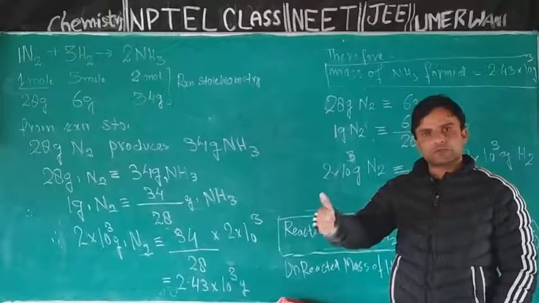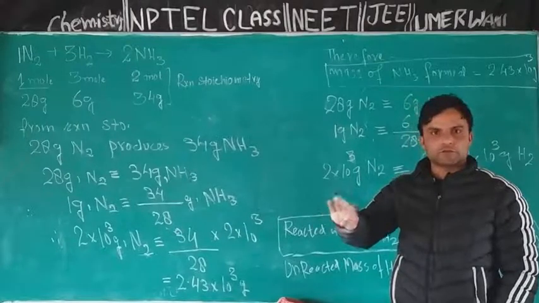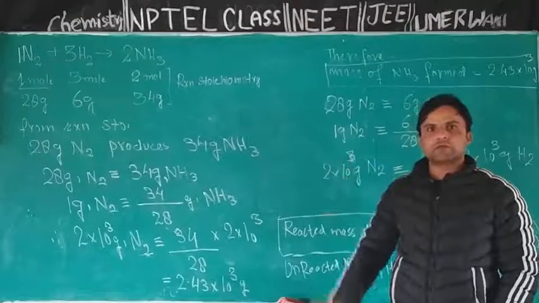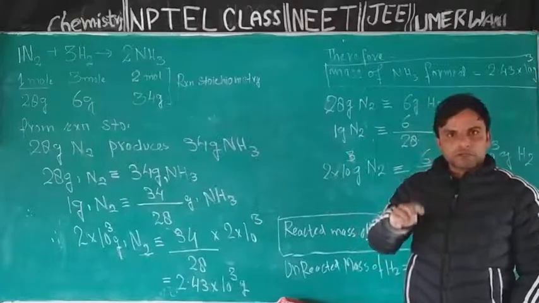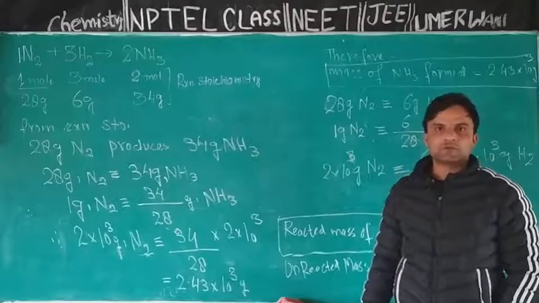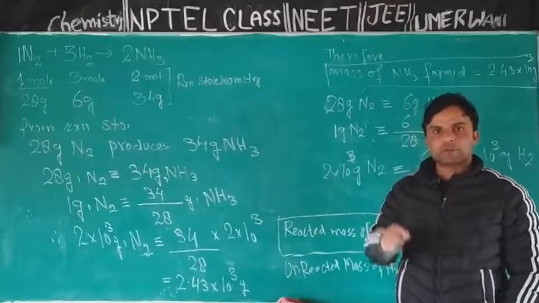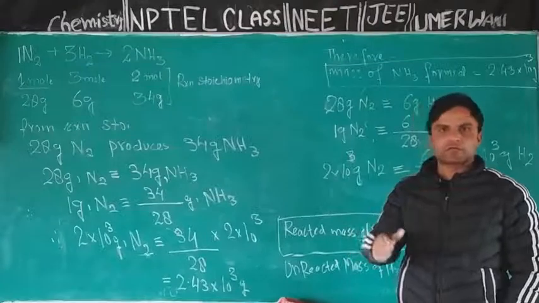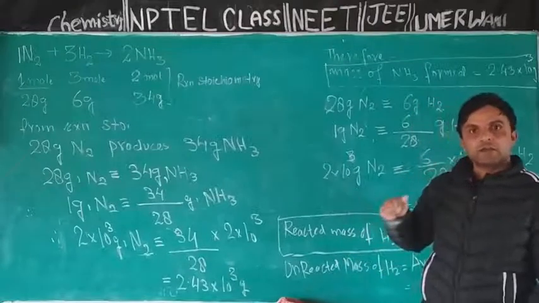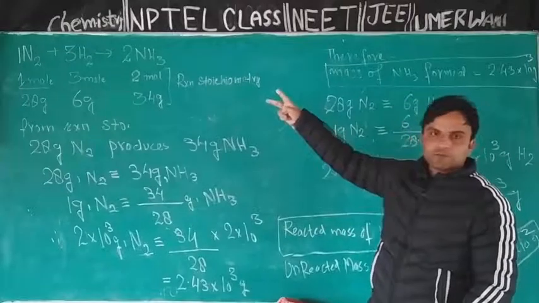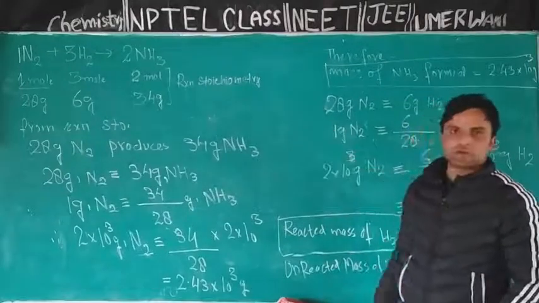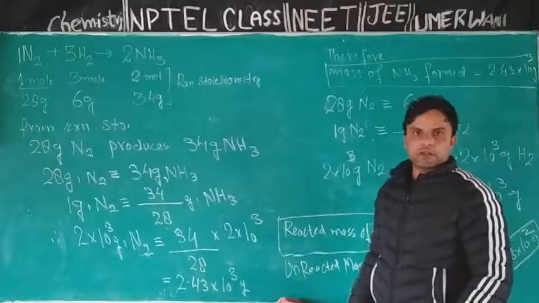Whatever amount of nitrogen we take to start a reaction, it will get completely consumed. So 2 into 10 raised to power 3 grams of nitrogen will completely react. However, 10 raised to power 3 grams of hydrogen will not react completely. Some of it will react and some will remain unreacted. And it is the limiting reagent dinitrogen which will decide how much mass of ammonia is formed and how much mass of hydrogen will react and remain unreacted.